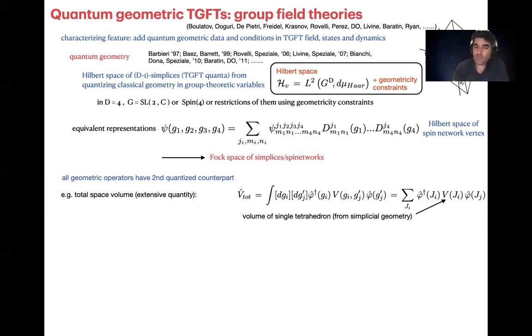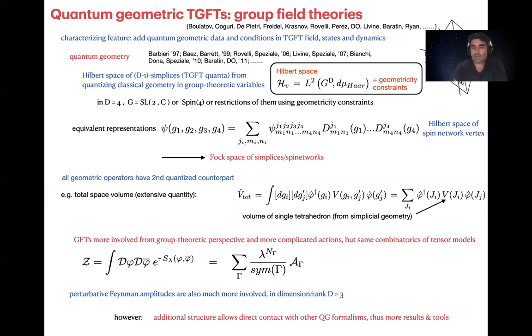And then every observable coming from the discrete geometry of individual simplices has a second quantized counterpart in terms of functionals of field operators. And the simplest example here is just the total volume of a collection of several simplices, constructed from the contributions of each of them in second quantization.